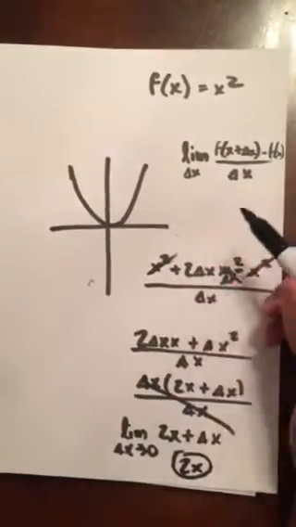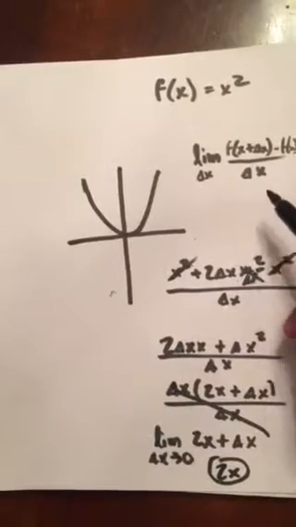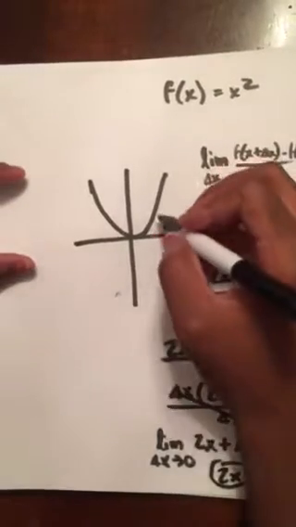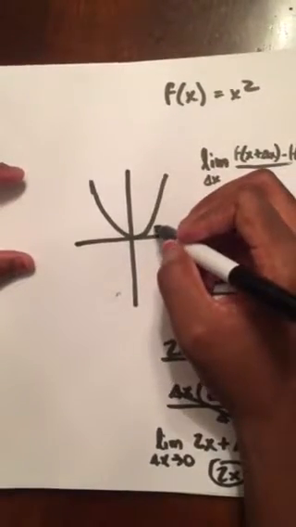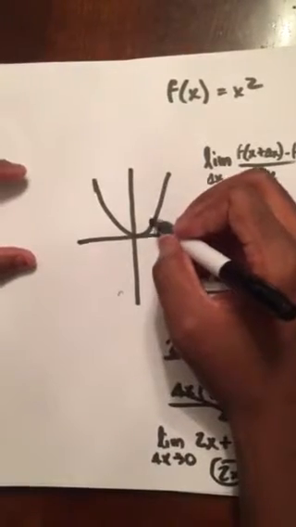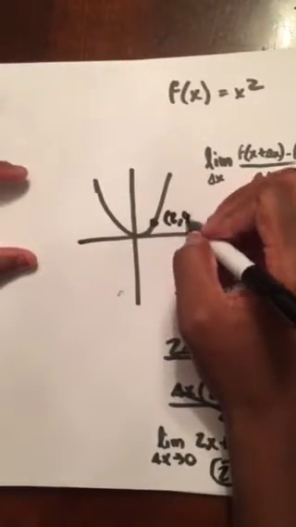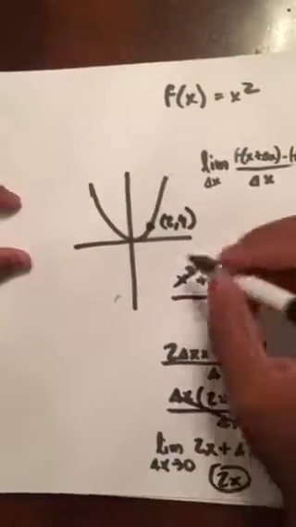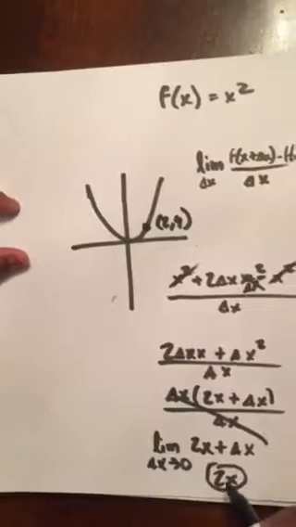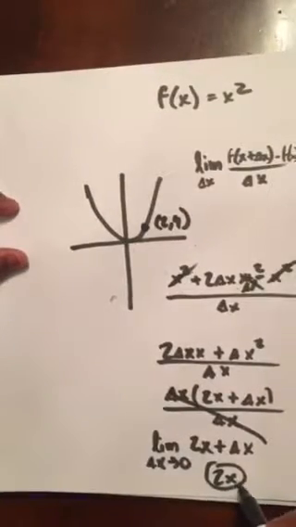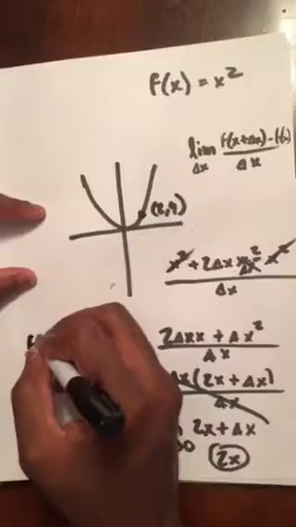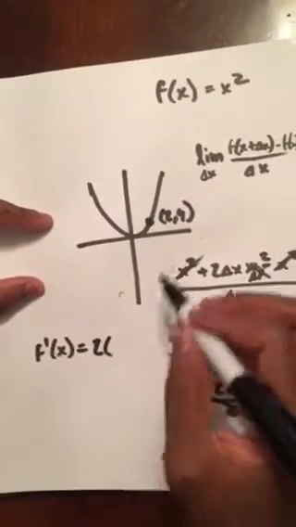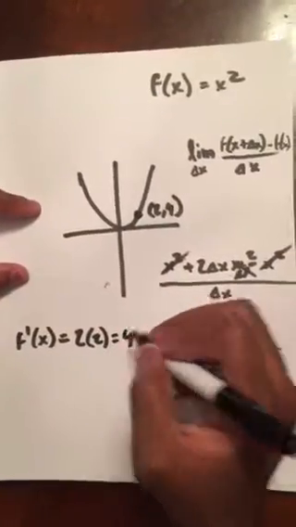Now, at which point do we want to find the instantaneous rate of change? Let's say that we want to use the point 2, 4. So we're going to plug in. Since we have 2, 4, we're going to plug it into this function. This function we're going to denote as f prime of x. And plugging in 2, we get 4.